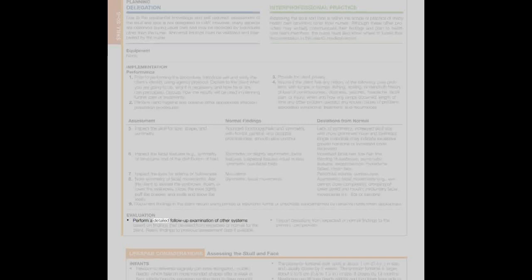Evaluation: perform a detailed follow-up examination of other systems, based on findings that deviated from expected or normal for the client. Relate findings to previous assessment data if available. Report deviations from expected or normal findings to the primary care provider.